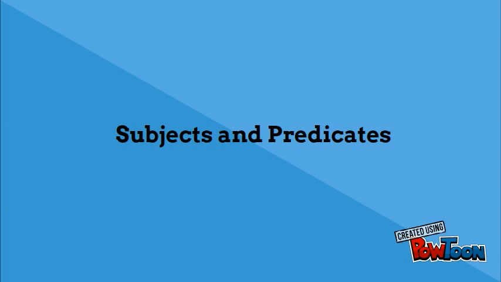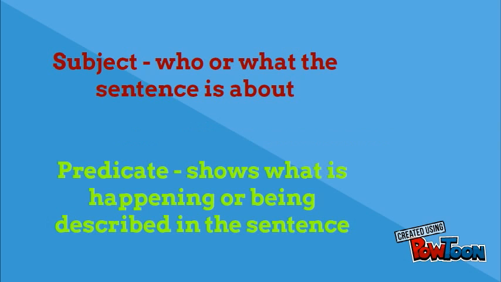Subjects and predicates. You've learned about subjects and predicates before, so this should be a refresher before we practice them in class. Every sentence must have a subject and predicate, otherwise it is not a complete sentence. The subject is who or what the sentence is about. It typically is at the beginning of a sentence if it is a simple sentence, and it also must come before the verb or the action in the sentence.